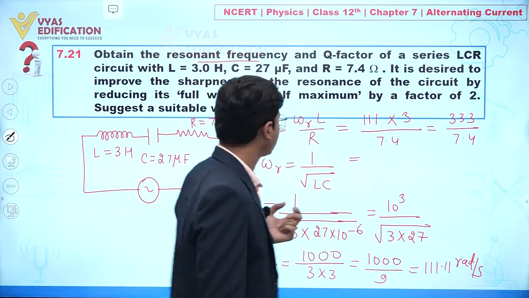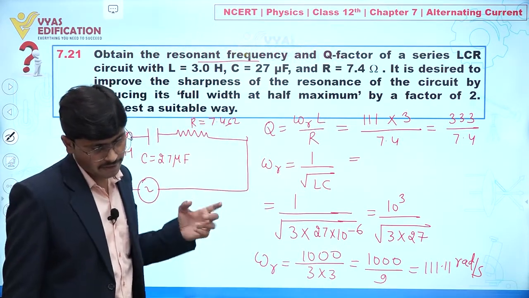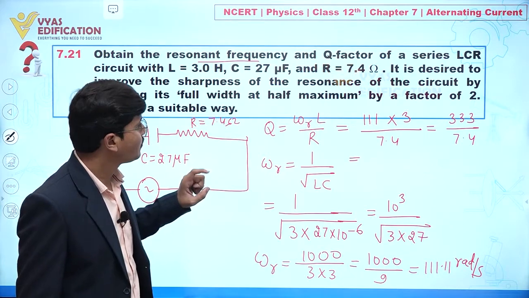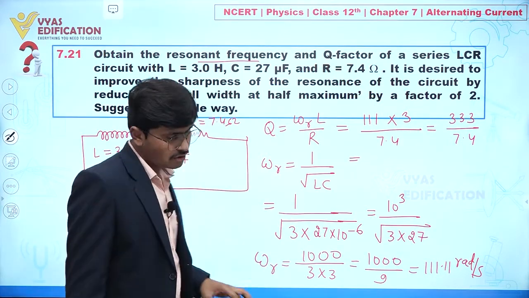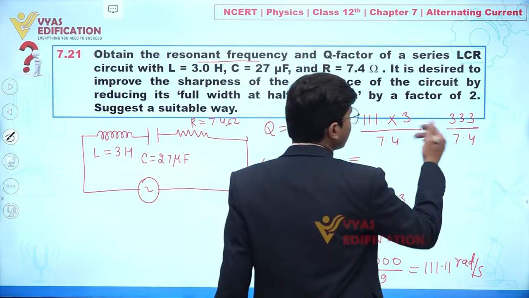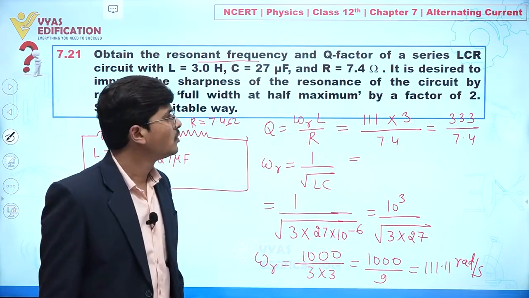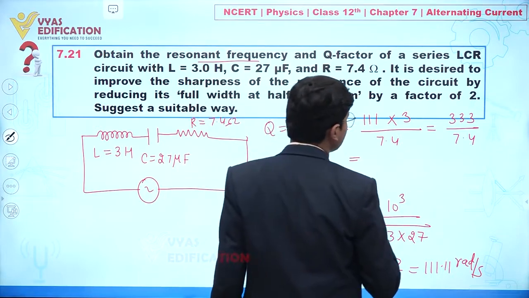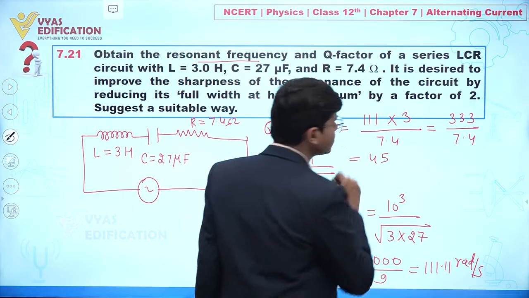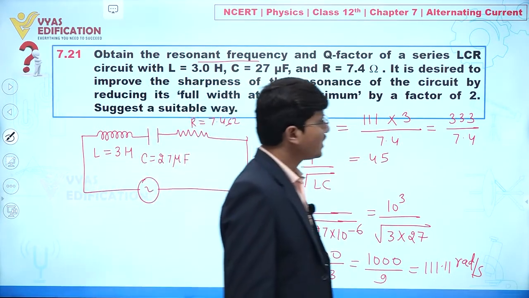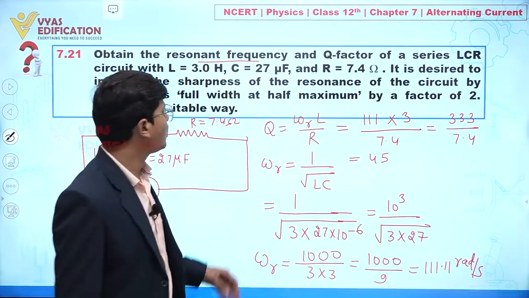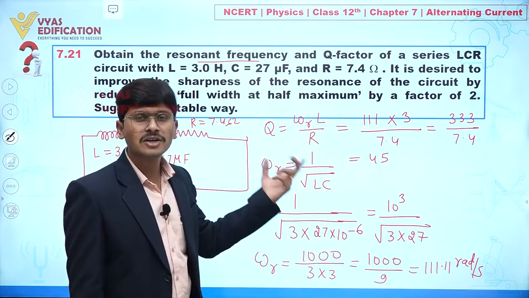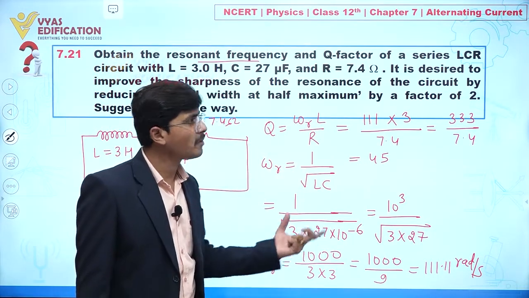Q is omega R L by R. The value of R is given as 7.4. So we divide 333 by 7.4, and near about we are getting this value 45. So this is all about omega R, that is the resonant frequency, and this is all about the Q factor.